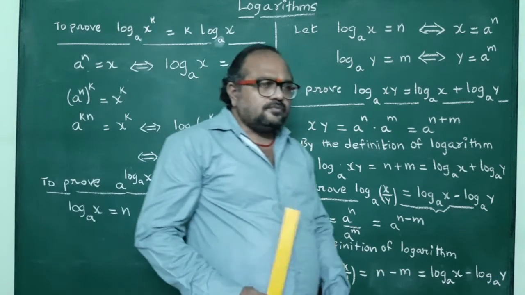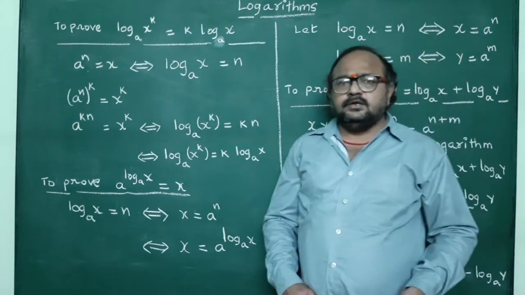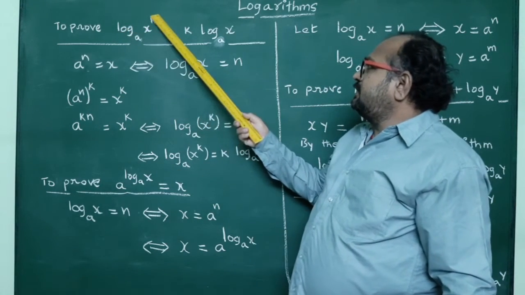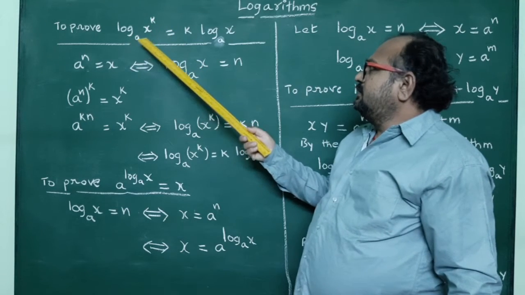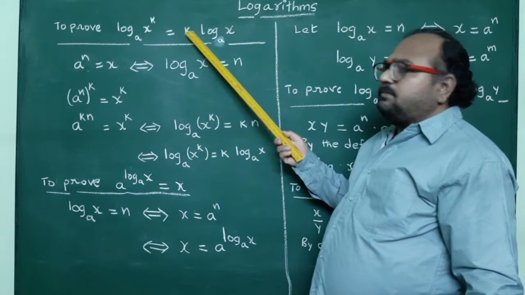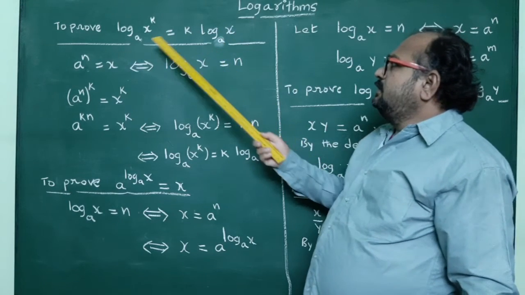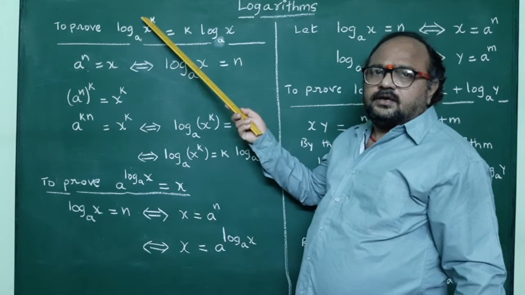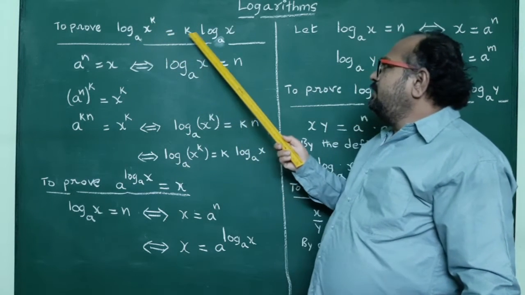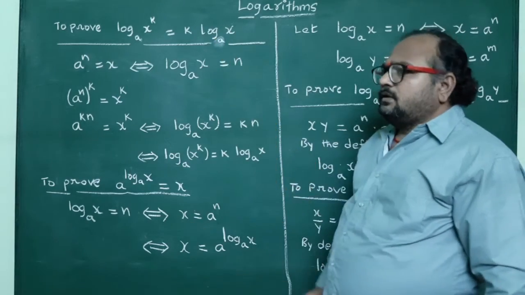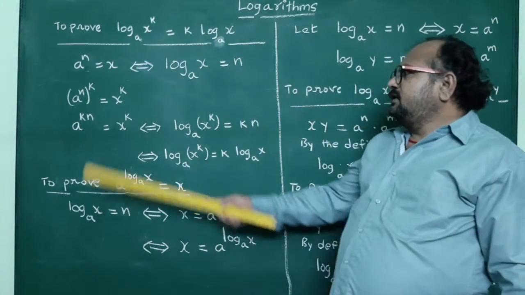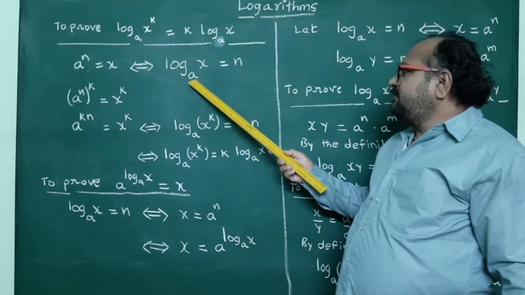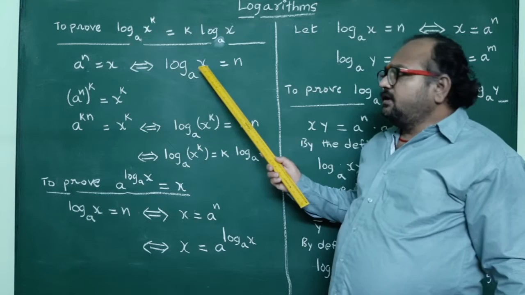Now, we prove another important property of logarithm. Logarithm of x power k to the base a equal to k multiplied by log x to the base a. Here, x power k is considered. Now, we write the definition: a power n equal to x implies and is implied by log x to the base a equal to n. This is the definition of logarithm.